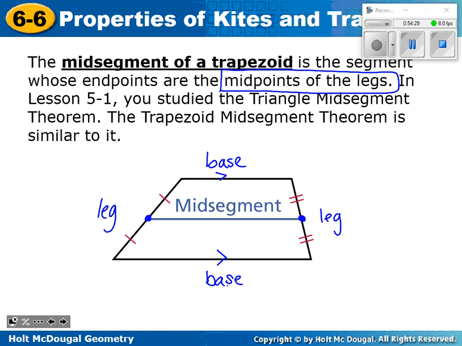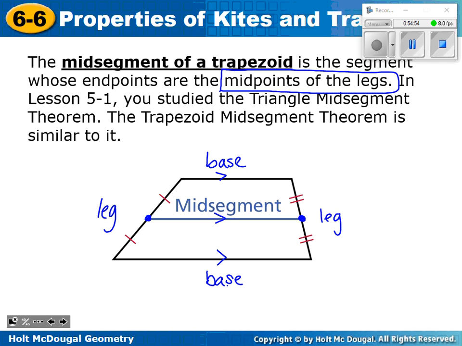Are we good with that? What do you think will be true about the mid segment compared to the bases? Okay, it's going to be parallel. The mid segment will also be parallel to the bases, just like the mid segment was parallel to the third side in the triangle. In the triangle, the mid segment was parallel to the third side, and it was what compared to the third side? Half. So that's similar here, but not quite.